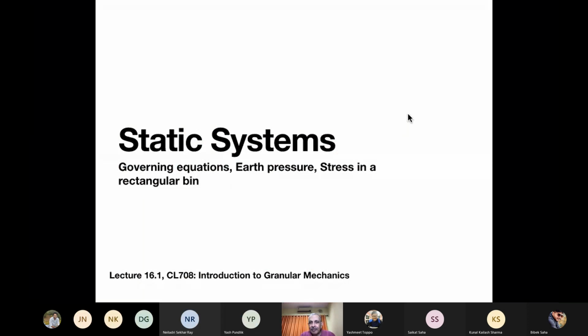So you might remember we were looking at statics, basically static systems, and we looked at what are the governing equations, and we looked at the problem of earth pressure, which is the simplest problem that we can solve in statics. And then we started on this problem of stress in a rectangular bin.